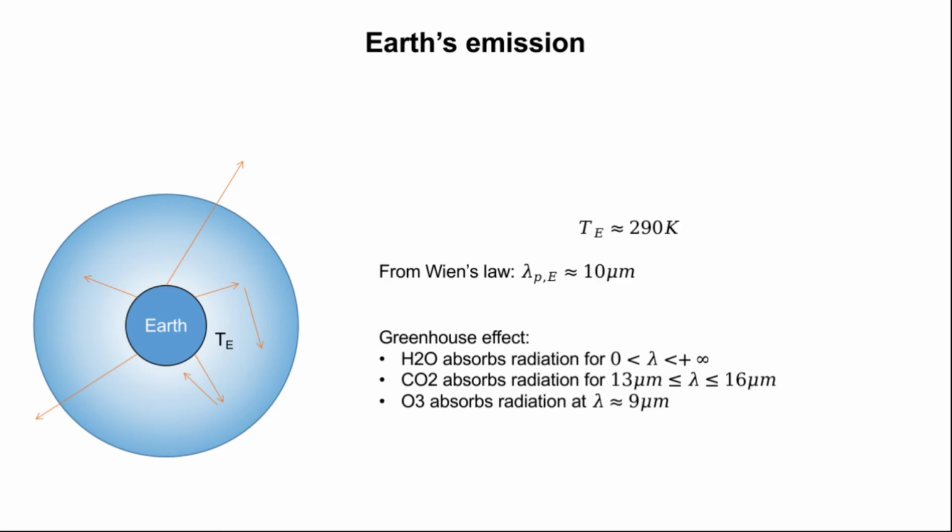One notable effect is the greenhouse effect, which causes the radiation emitted from the Earth to be partially absorbed by mainly water vapor, CO2 and ozone. In particular, water vapor absorbs radiation over the whole radiation spectrum. CO2 absorbs radiation with wavelengths between 13 and 16 micrometers, and ozone at about 9 micrometers.